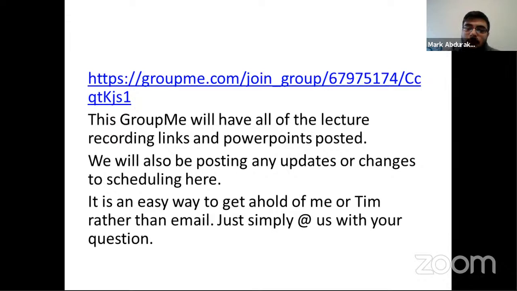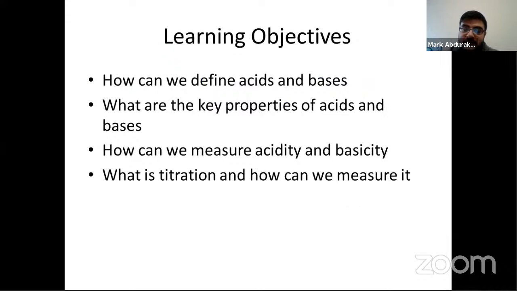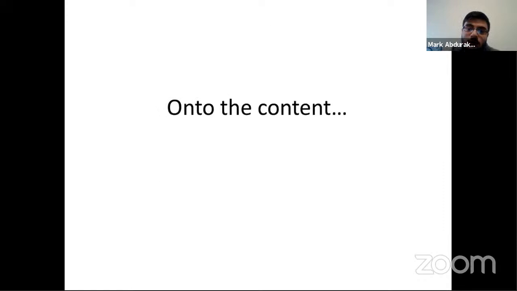So today we'll be covering acids and bases. The learning objectives are: first, we want to define acids and bases. Then we want to find out what the key properties of them are. We want to see how we can measure acidity and basicity. And we want to learn about titration and how we can measure it and what we can learn from titration curves. Okay. So on to the content.